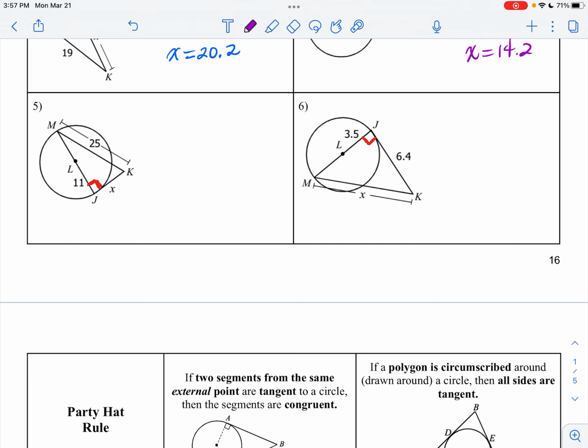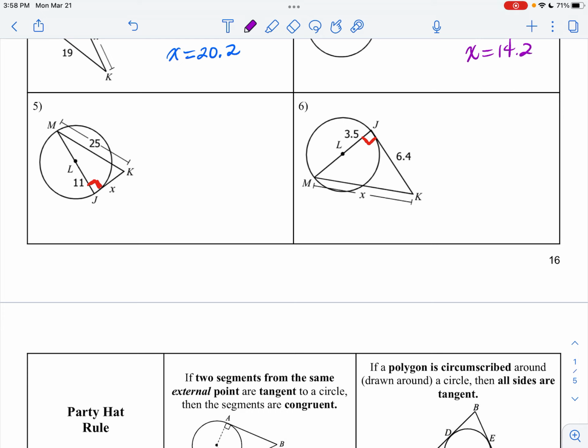All right, so why don't you pause the video and figure out what's going on in number 5. So label any missing segments, set up your equation for the Pythagorean theorem, and then solve. And then when you're ready, turn the video back on.